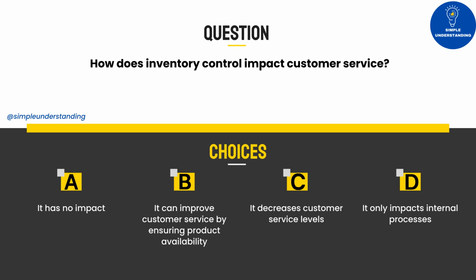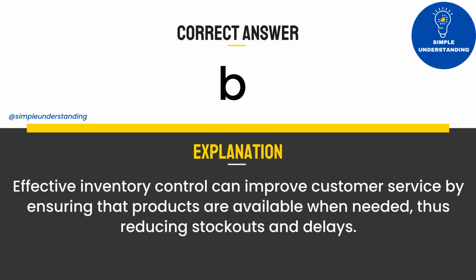A. It has no impact. B. It can improve customer service by ensuring product availability. C. It decreases customer service levels. D. It only impacts internal processes. Correct answer: B. Overall explanation. Effective inventory control can improve customer service by ensuring that products are available when needed, thus reducing stockouts and delays.